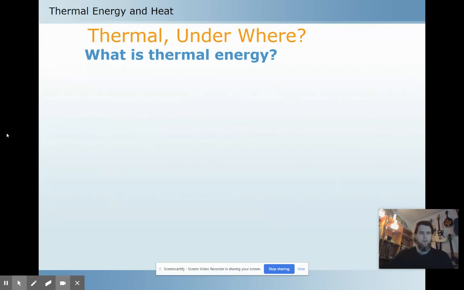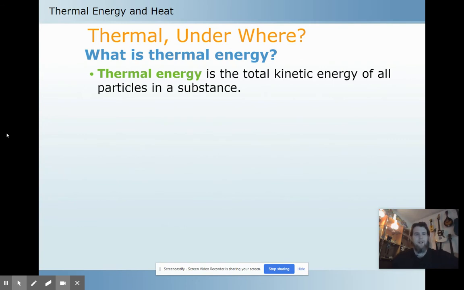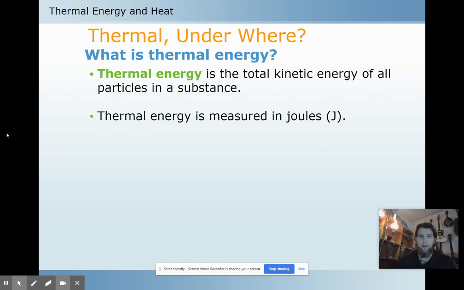So thermal. We're talking about thermal energy. Therm, obviously meaning heat, and now we're talking about energy due to heat. So thermal energy is simply the total kinetic energy of all the particles in a substance. If you recall from earlier lectures and sections, kinetic energy is the energy of motion. So the more motion that we have, we're going to see a higher amount of thermal energy. It is measured in joules. We're not going to get too much into the SI units for them, but it's good for us to know them.